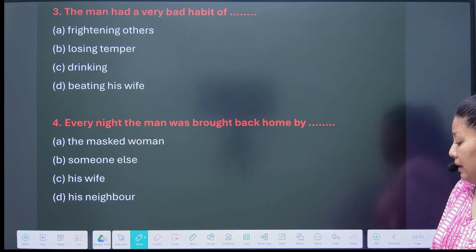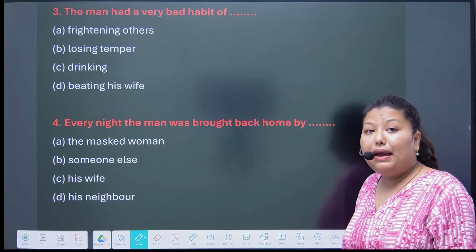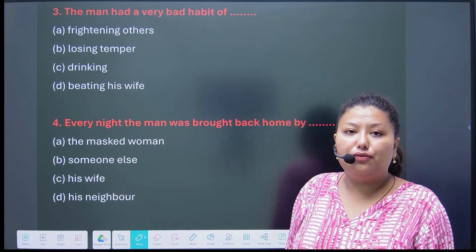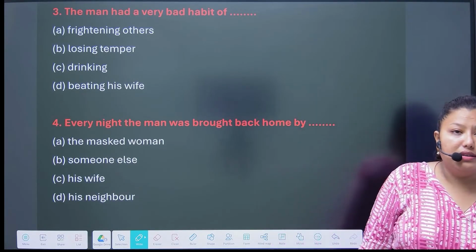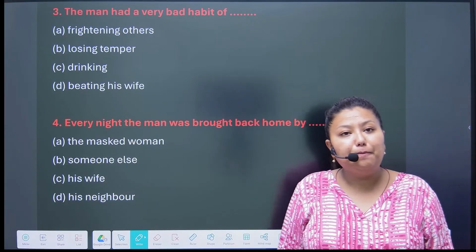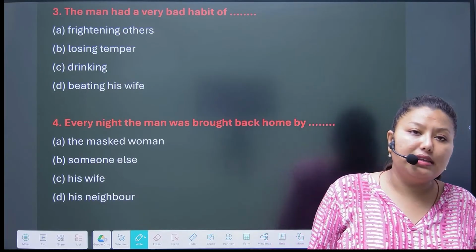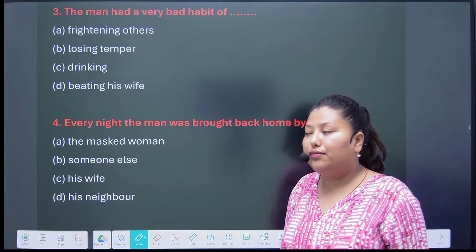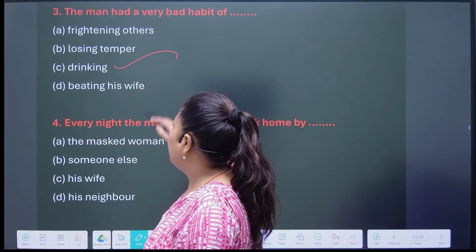Next, the man had a very bad habit of. So what is the bad habit of that man? Frightening others, losing temper, drinking, beating his wife. So drinking is the correct answer.